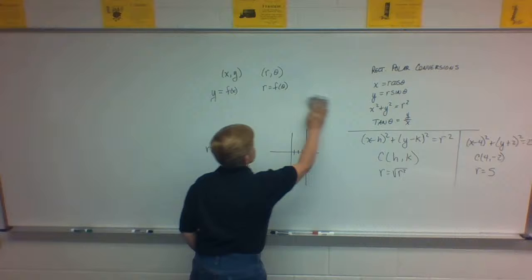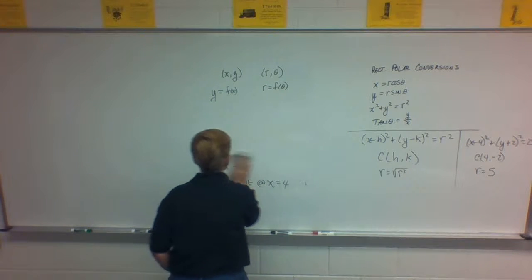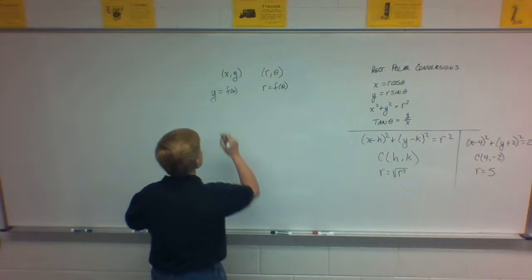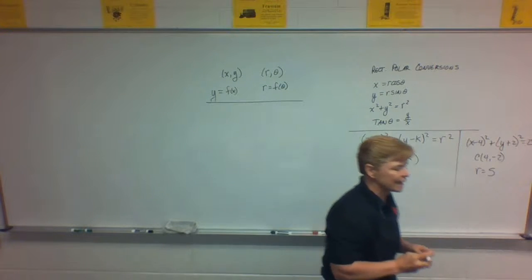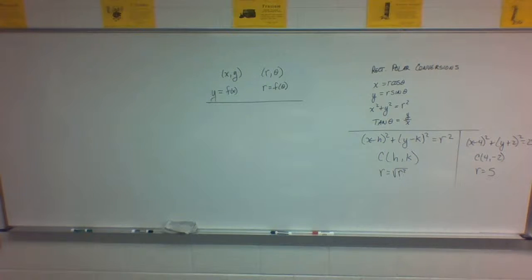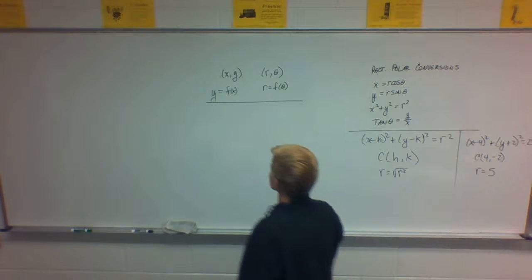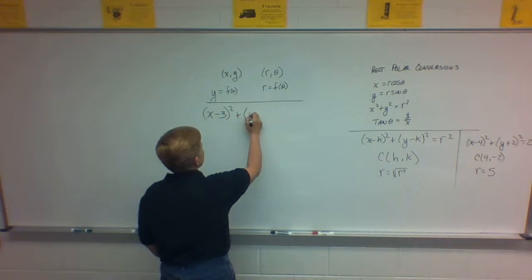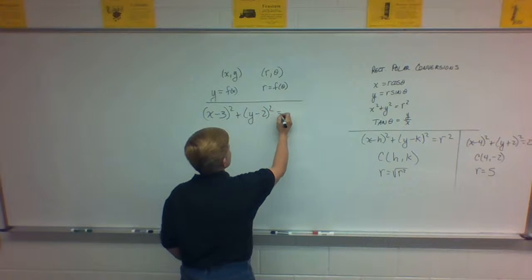Please don't look at the solution to this one either. Let's see if we can think the other direction now. We got rectangular, and the rectangular is x minus 3 squared plus y minus 2 squared. Does it say 13?